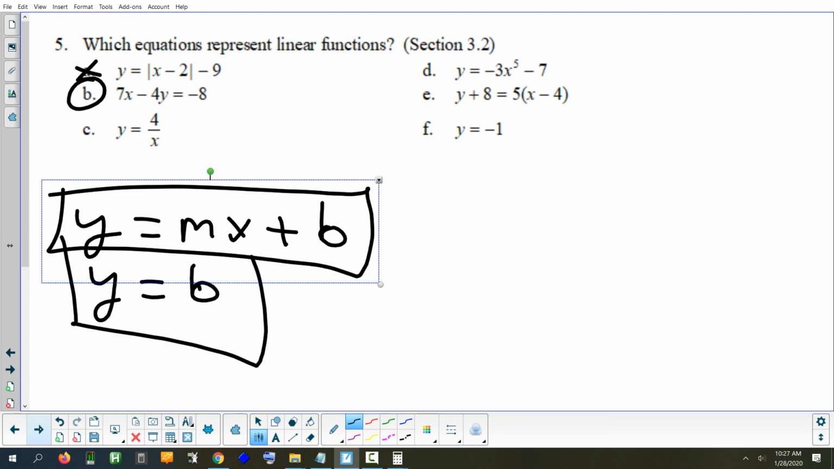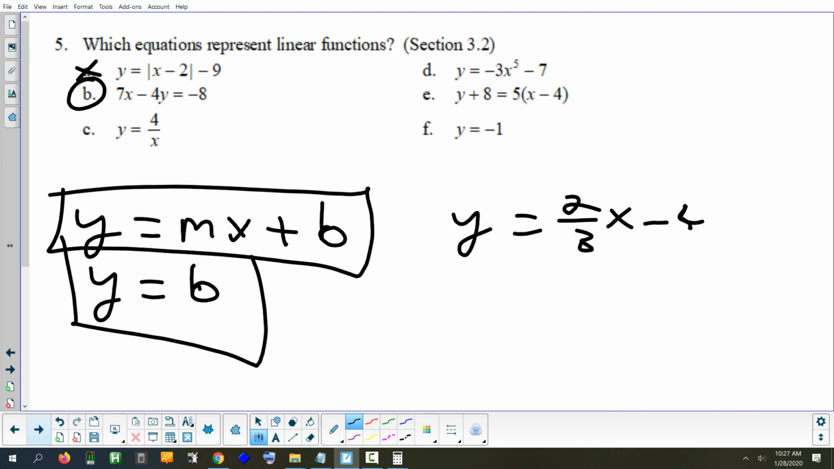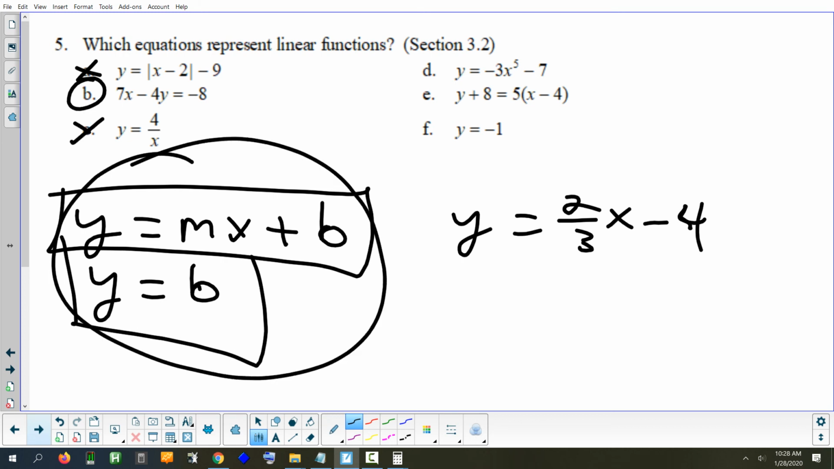How about C? What's weird about C that we normally never do? It's a fraction. We never have an x in the bottom of a fraction. You can have a fraction, like this is okay, something like 2/3 would be your slope. But you cannot have an x in the bottom of a fraction. That's weird, right? There's no x's in the bottom of fractions right there.